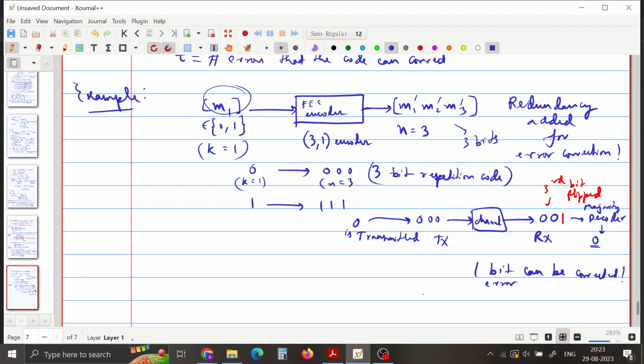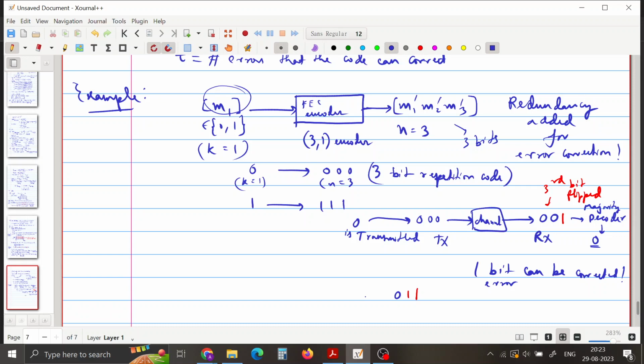But if it happens that from 000 the second bit and third bit get flipped, then it becomes 011, right?